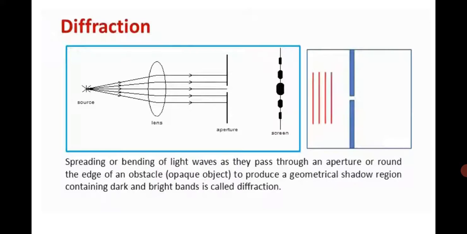Today's topic is diffraction. As we know, diffraction means bending of light around the sharp edge of an obstacle and falling in a geometrical pattern. There are two types of diffraction: one is Fresnel diffraction and the other is Fraunhofer diffraction.